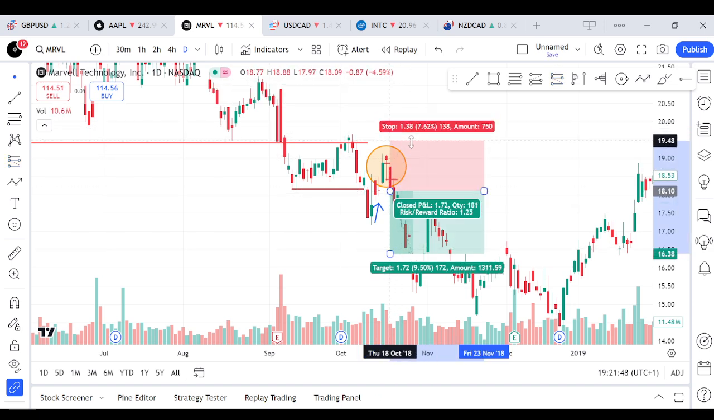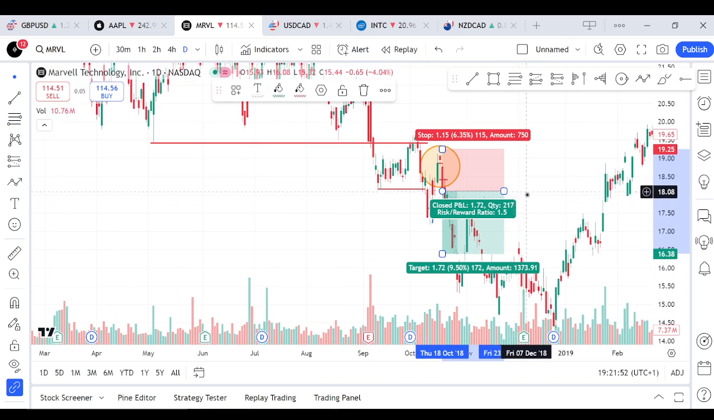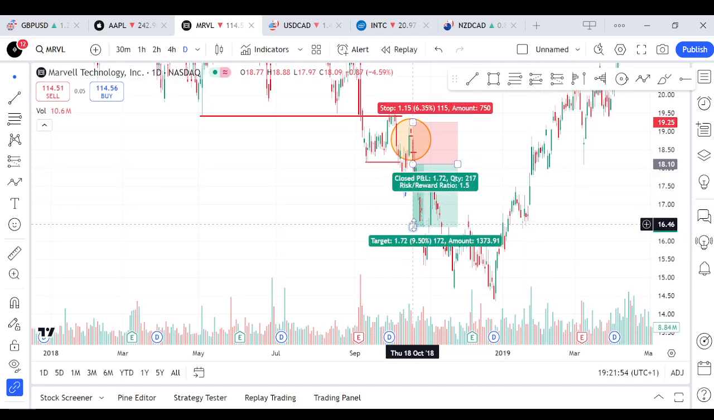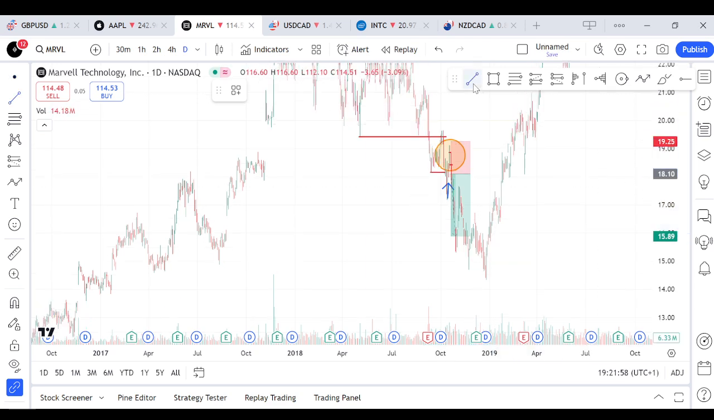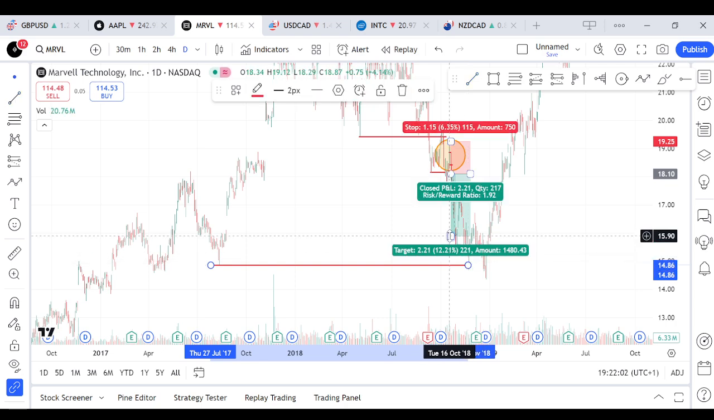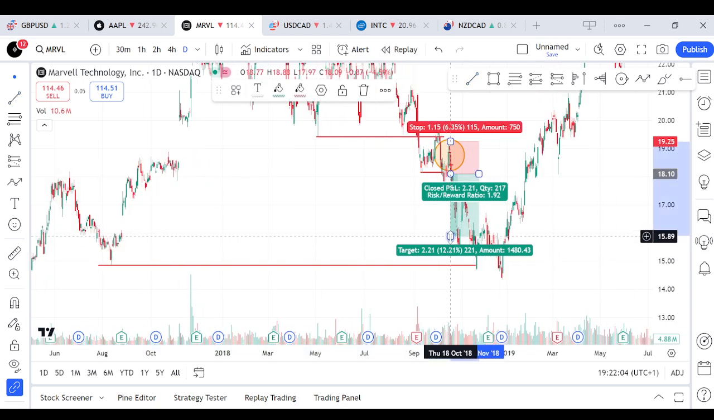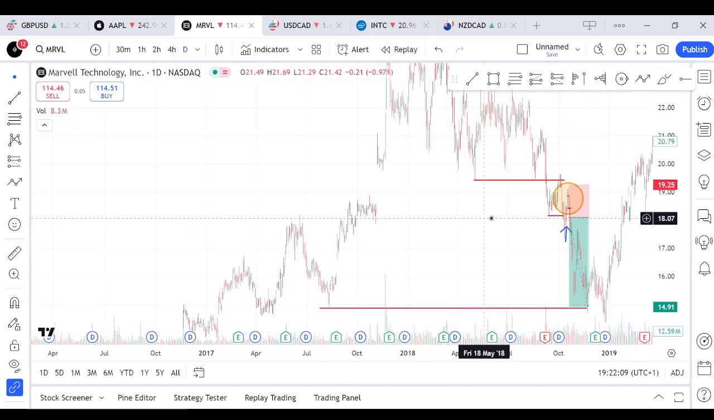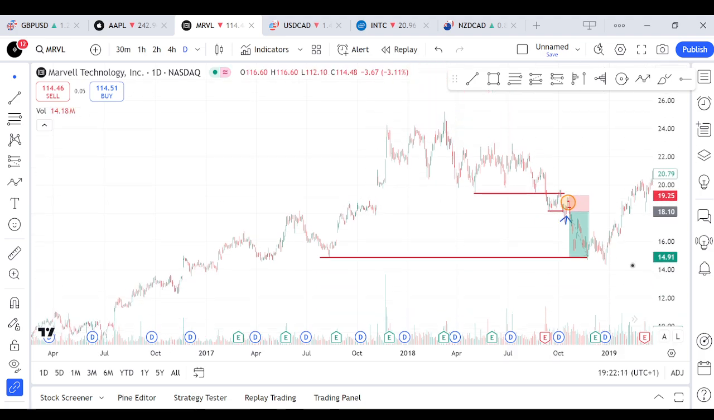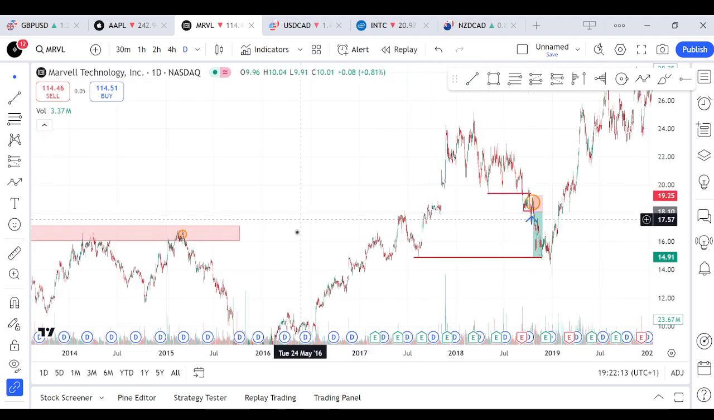Stop loss is just above the highs, the swing high above the pattern, and you could set your take profits at 1:2 or 1:3, or you could look for key support levels like this one to set your take profit. So that's how we're able to use the bearish counterattack candlestick pattern in this case.